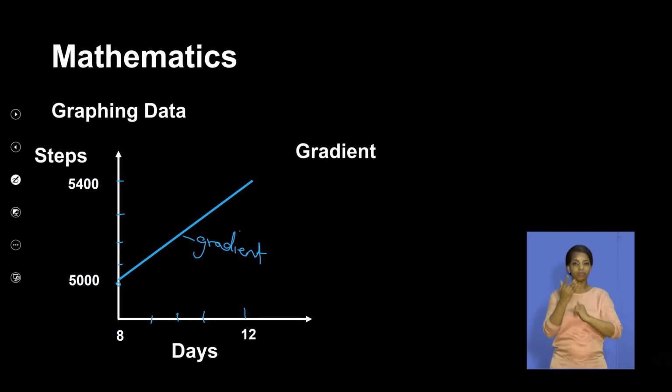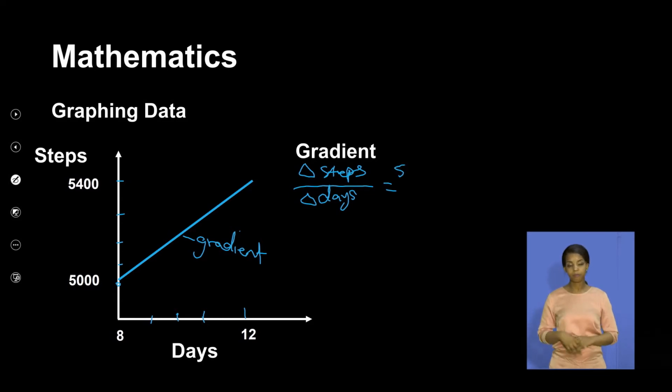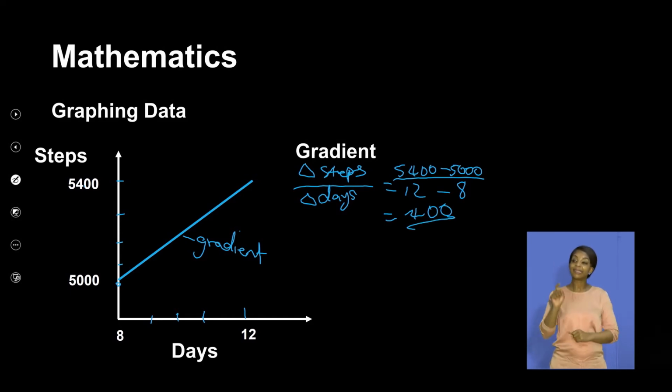Now let's look at how to calculate my gradient. My gradient will be change in steps, and you divide this by change in days. The change in steps is 5,400 minus the initial 5,000, and we divide this by 12, since they walked 5,400 steps on day 12, minus 8, since they walked 5,000 steps on day 8. If you subtract, it will be 400 over 4, which will then be 100, right?